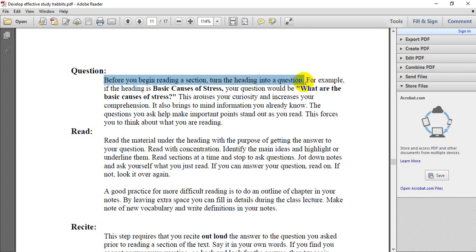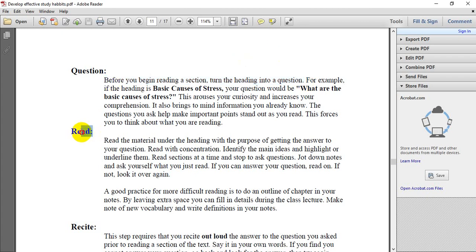Try converting the title, headings, and subheadings into questions. Some questions you could ask include: what do I already know about this subject? How does this chapter relate to the assignment question? How can I relate what I read to my own experiences?